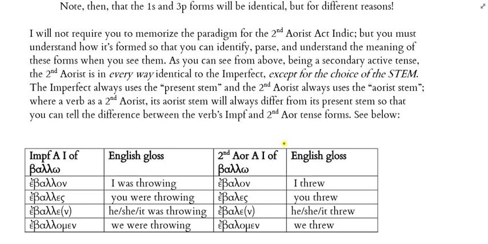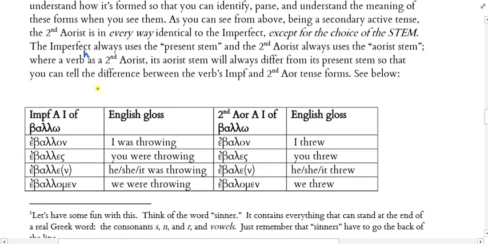The imperfect always uses the so-called present stem, and the second aorist always uses the aorist stem. Where a verb has a second aorist, its aorist stem will always differ from its present stem so that you can tell the difference between the verb's imperfect and second aorist tense forms. So let's compare these two here. I have on the imperfect side on the left, ebalon, I was throwing, and compare that with the second aorist of balo, which is ebalon, pronounced exactly the same way but with the single lambda versus the double lambda. That is the only difference.